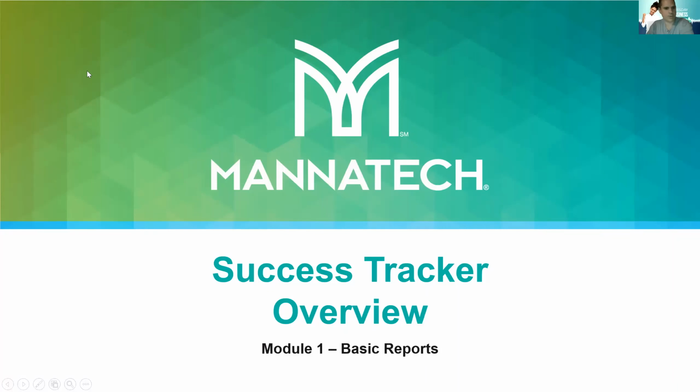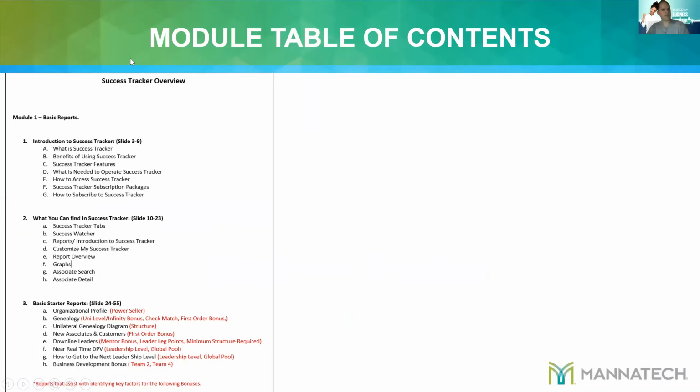This is module 1 basic reports. And we start with the module table of contents, what we will go over today. So module 1 basic reports, we're going to introduce Success Tracker between slides 3 to 9. Then we're going to show you what you can find in Success Tracker from slides 10 through 23. And then we're going to review the basic starter reports from slide 24 through 55. Basically, the introduction to Success Tracker.